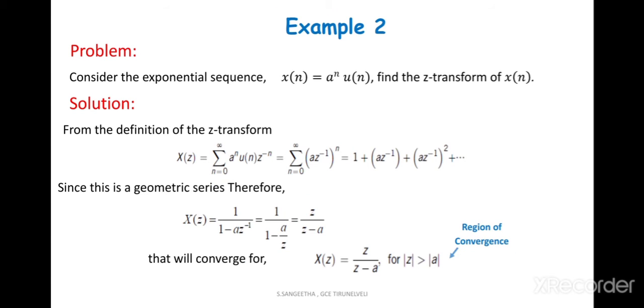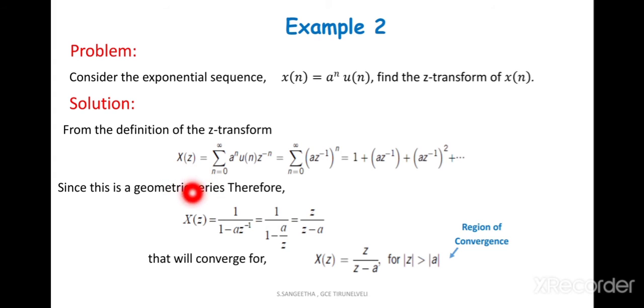So we are discussing an example for another problem for z transform. So here we are discussing another problem. Consider the exponential sequence x of n is equal to a to the power n u of n. You have to find the z transform of x of n. So here it is given in the question the value of x of n is equal to a to the power n u of n. So you have to find the capital X of z, which means you have to find the z transform.